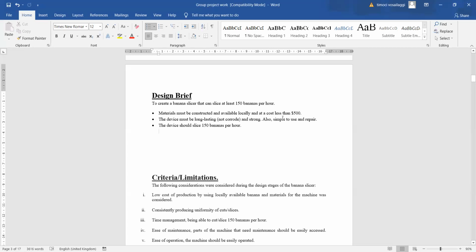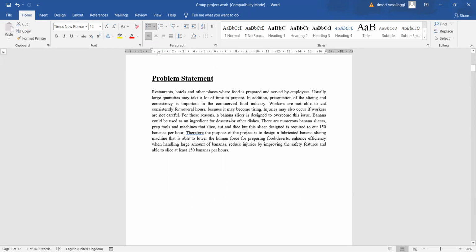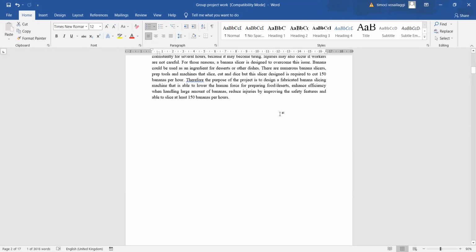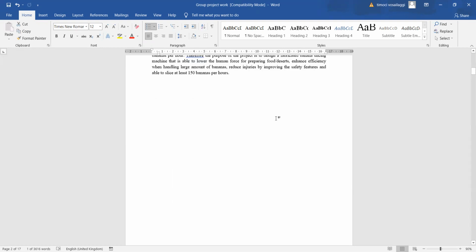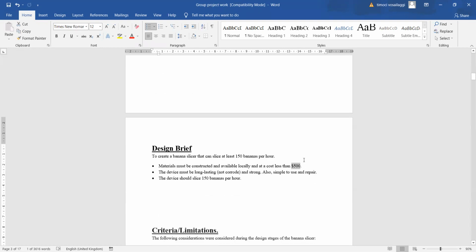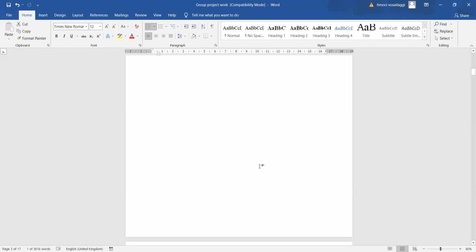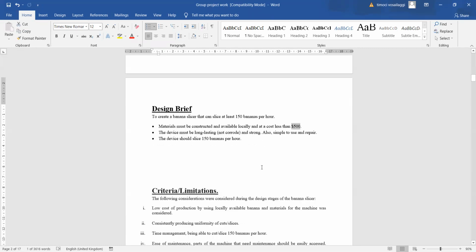Materials must be constructed and available and cost less than $500. Okay, where is this $500 figure from? It hasn't been mentioned in your problem statement that there are financial restrictions or limitations. So where has this 500 figure come from? If you're going to do cost analysis, you may want to include a bit of financial background in your problem statement. Design brief is fine.